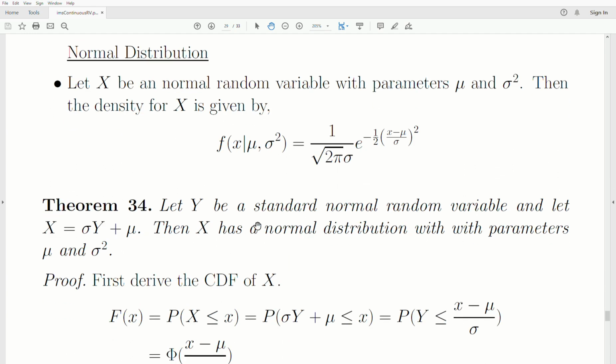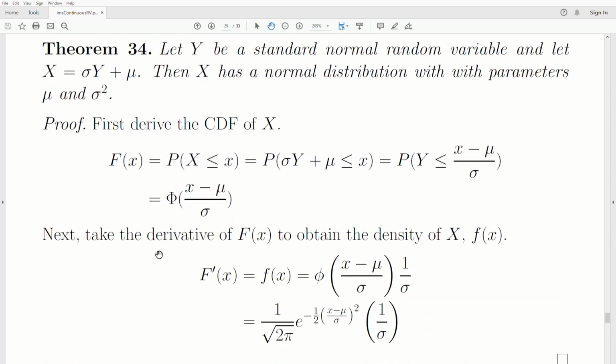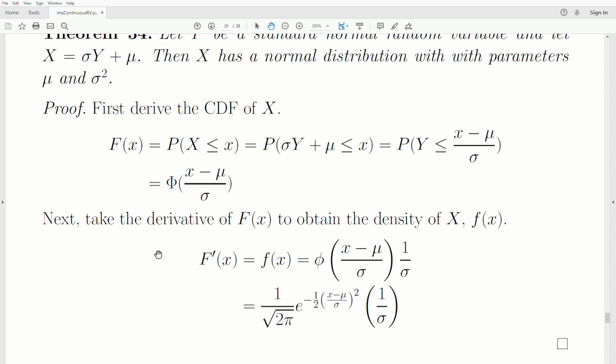Let y be a standard normal random variable and let x equal sigma times y plus mu. Then x has a normal distribution with parameters mu and sigma squared. Now we're going to use a technique that we proved in an earlier video, that if you know the CDF of a function, you can take the derivative to obtain the density function. So let's first derive the CDF of x.